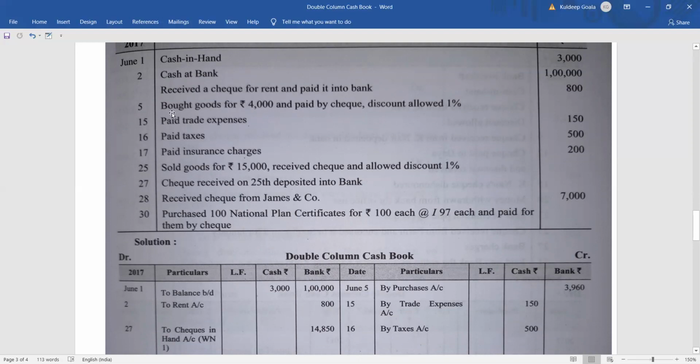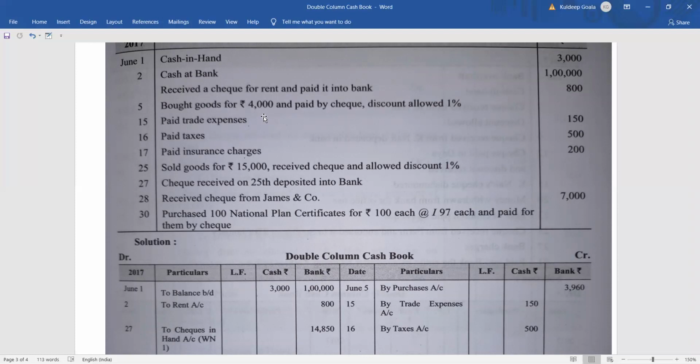Then next one, bought goods for 4000 and paid by check. What was the discount allowed? 1%, right? So the journal entry will be like this: purchase account debit to, then again discount was there, right? Discount allowed was there. So purchase account debit 4000 to bank account, how much? Excluding that 1%. So 1% of 4000 will be 40 rupees, right?